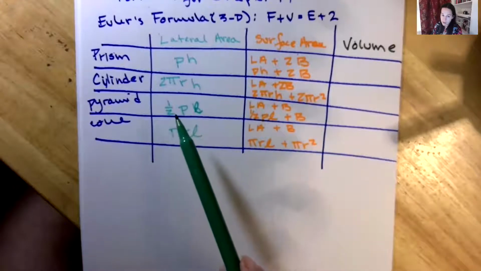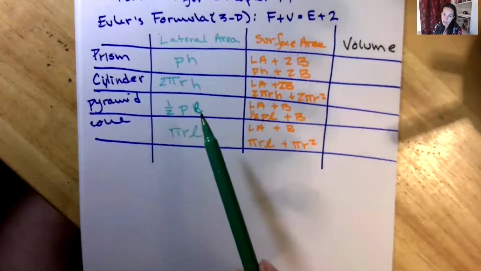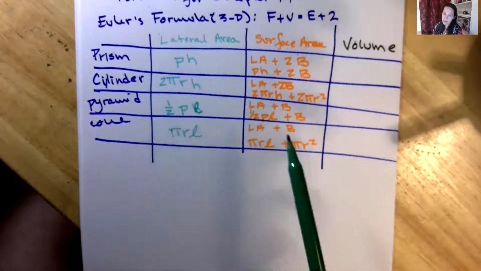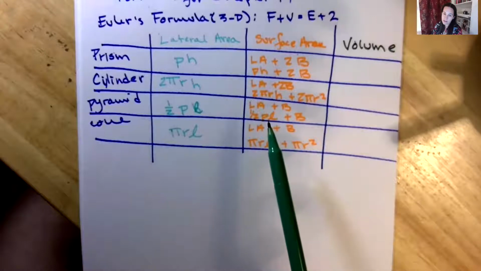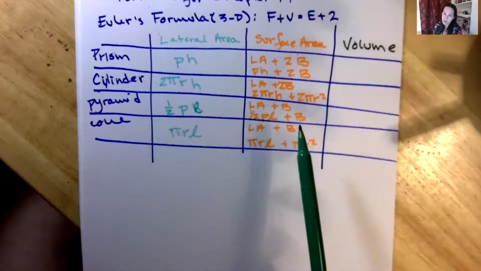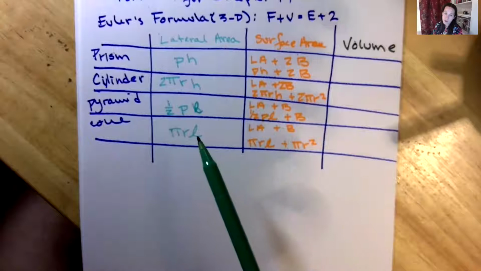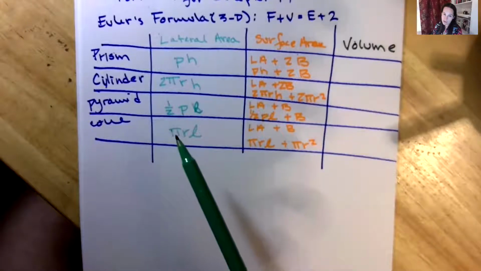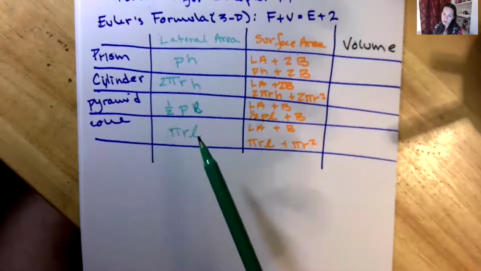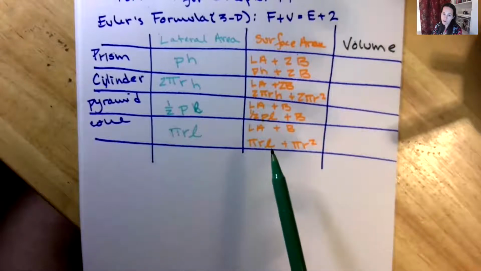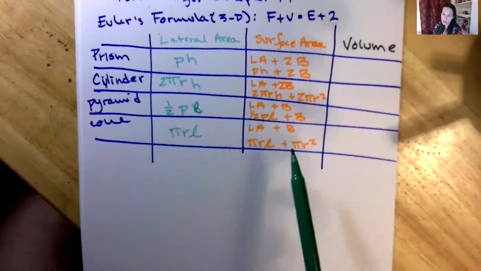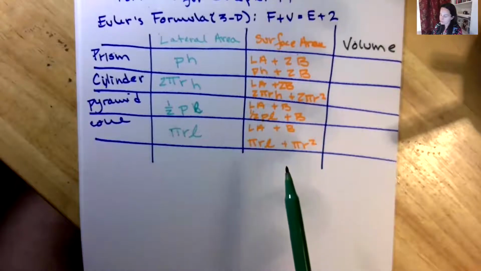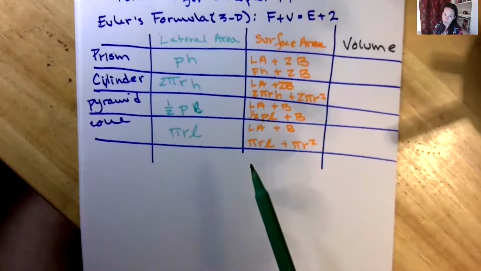In a pyramid, the lateral area is 1/2 PL, where L is the slant height, and the full surface area is the lateral area plus the area of one base. The cone has a lateral area of pi r L because we're taking half of the circumference times the slant height. And the surface area is going to be the lateral area plus the area of the base, which is pi r squared.